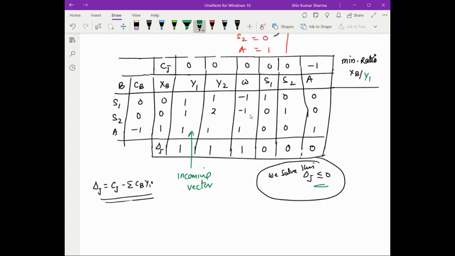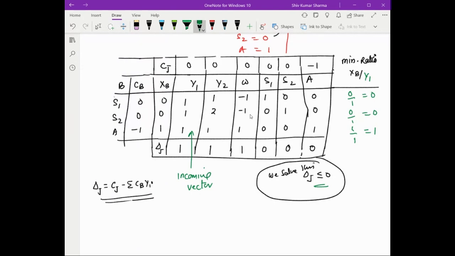Correspondingly, we divide XB by the incoming vector, XB upon y1. So 0 upon 1 is 0. Second, again 0 upon 1 is 0. And third, 1 upon 1, which is 1.